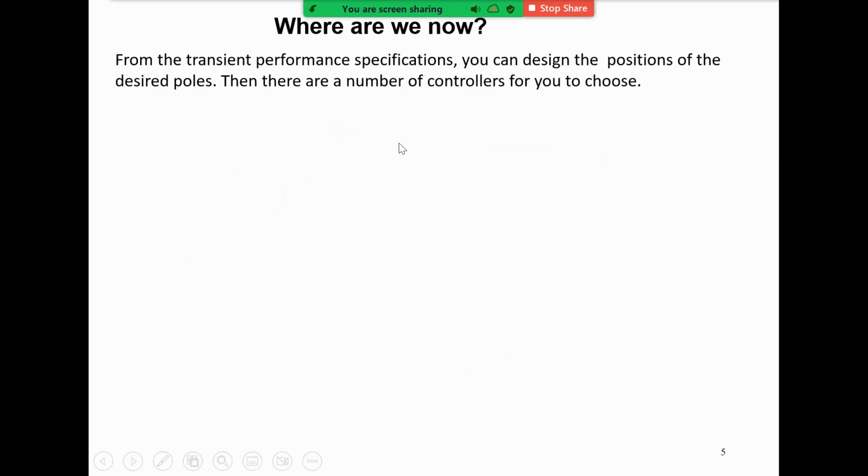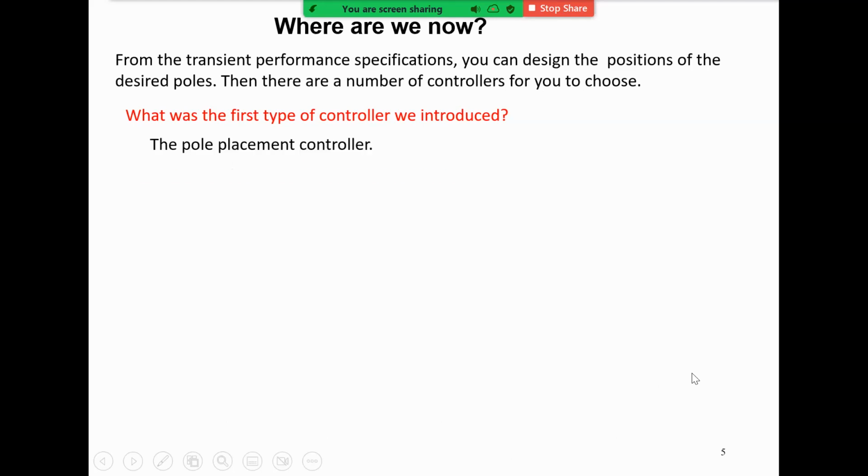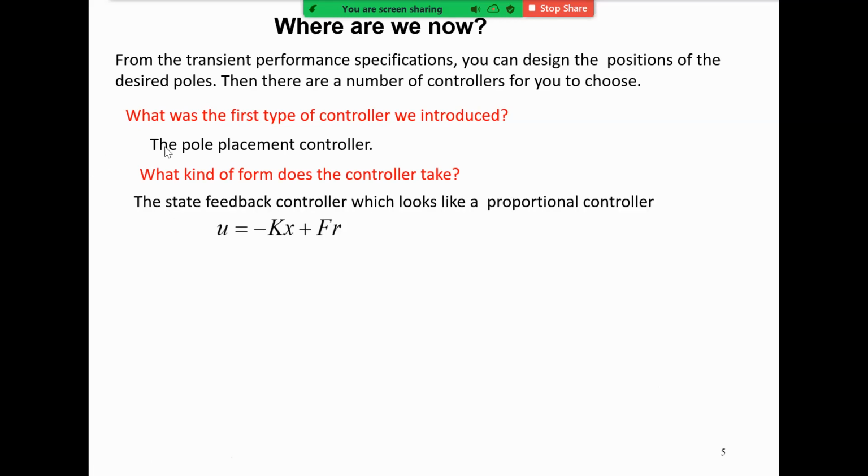Okay, now here we say, from the performance requirements, you design the positions of the poles. Then, of course, the first type of controller we introduce is pole placement. And what kind of form does the controller take? This one you are very familiar with now, right? Although I put an F here, for pole placement normally F is just an identity matrix. F will come into play when you try to do the decoupling. So when you do the pole placement, this F is R. So it's essentially just minus Kx plus R.